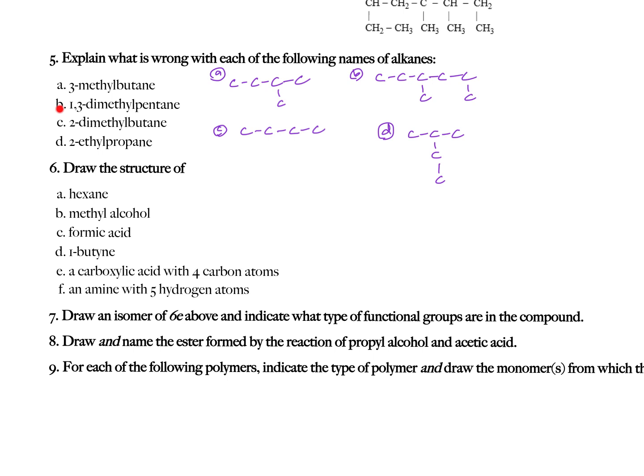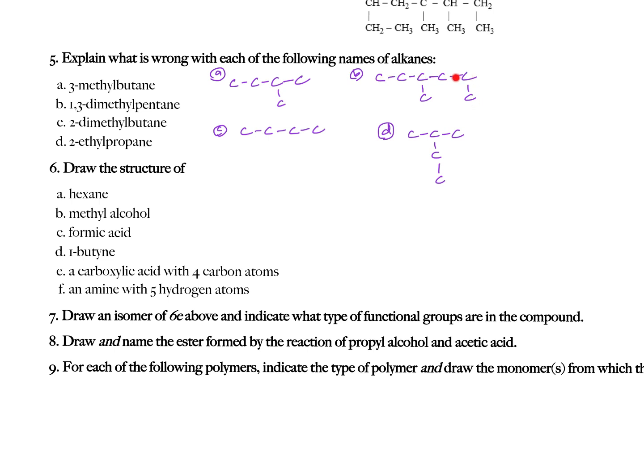Then the next one, letter B, it says 1,3-dimethylpentane. So I write out a pentane, there's my pentane there. And this time, just for fun, I numbered it from the right-hand side, and then I put 2 methyl groups, one coming off of carbon 1 and one coming off of carbon 3. The problem with that is, if you have a methyl group hanging off of your carbon 1, you actually have a longer carbon chain than you thought.